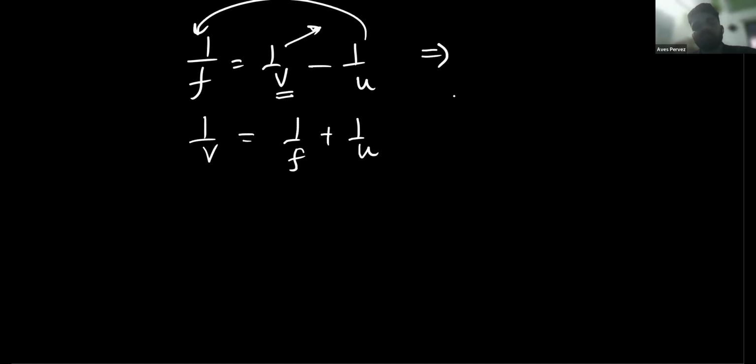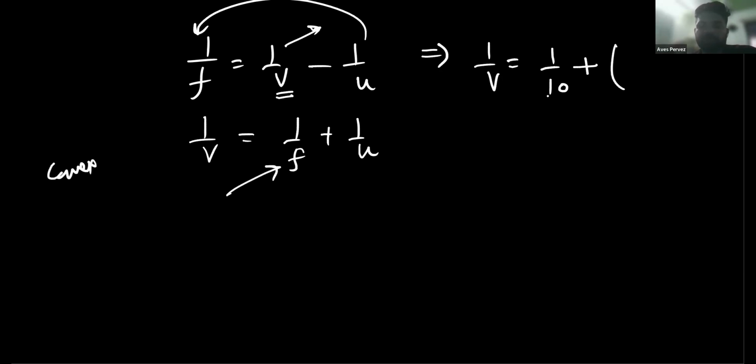Okay. So if I'm writing here 1 by v is equal to, what is 1 by f? 1 by 10. Plus, you have to write it with proper sign convention. Focal length is positive because it is a convex lens, so I write here positive. And u is always taken as negative, so this is minus 8 with sign.